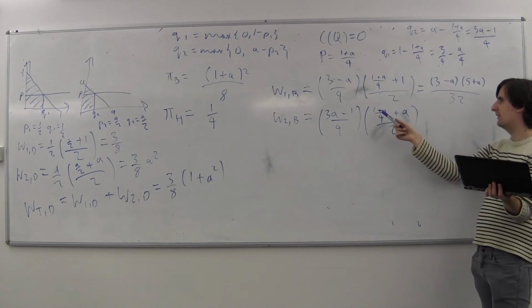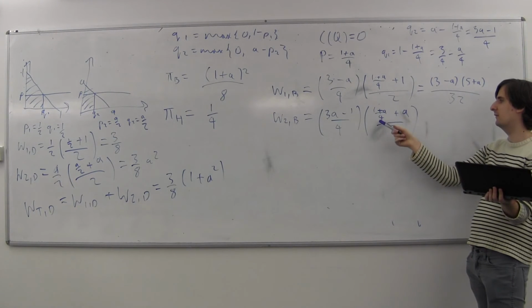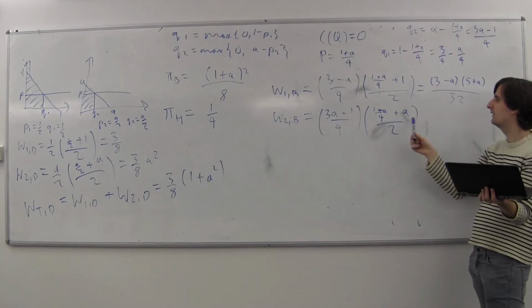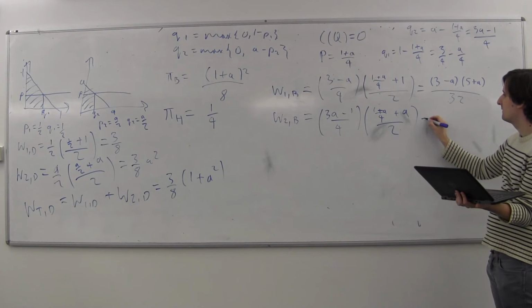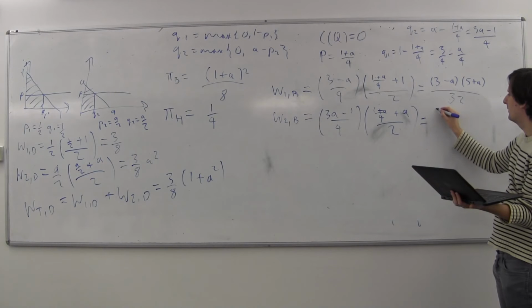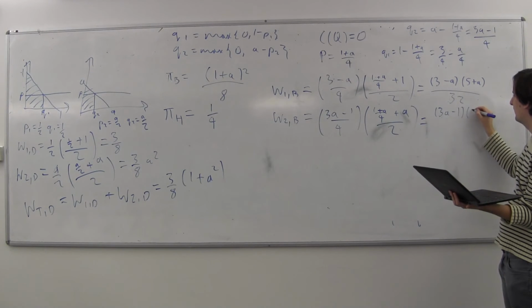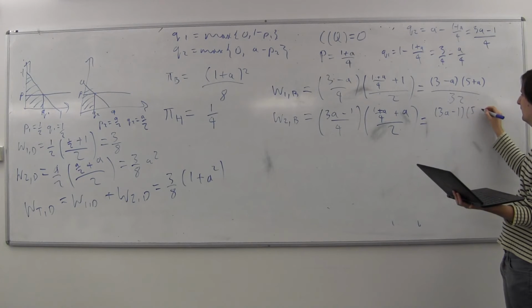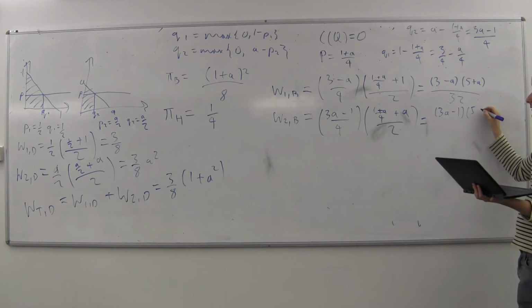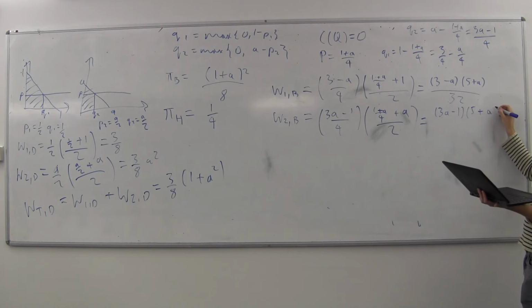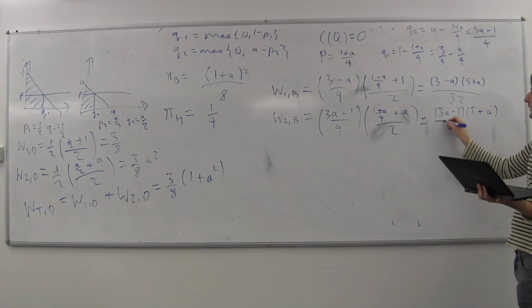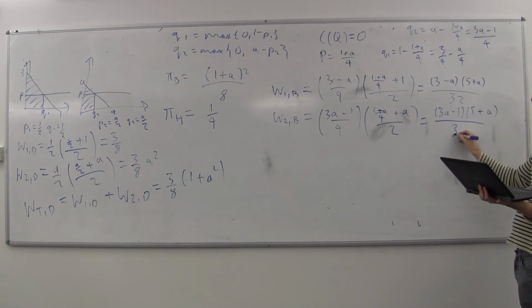So what's this? Again, it's 5 plus A over 4, so 5 plus A over 8. So this is 3A minus 1 times 5 plus A, all divided by 8 times 4, 32.